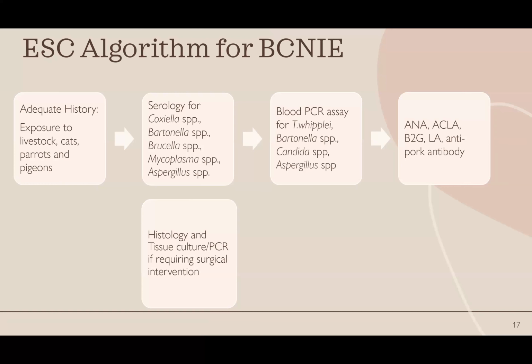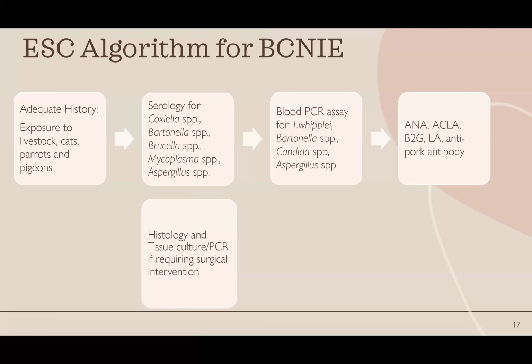So this is the European Society of Cardiology algorithm for blood culture negative endocarditis, where it's suggested that we start off with an adequate patient history, where we try to elicit any exposure to livestock, cats, or birds, which will then be followed by serology for Coxiella, Bartonella, Brucella, Mycoplasma, and Aspergillus.